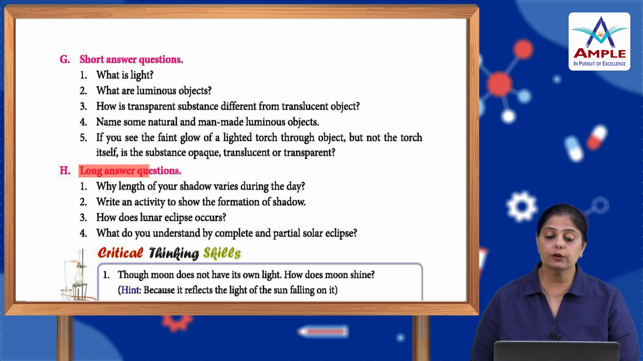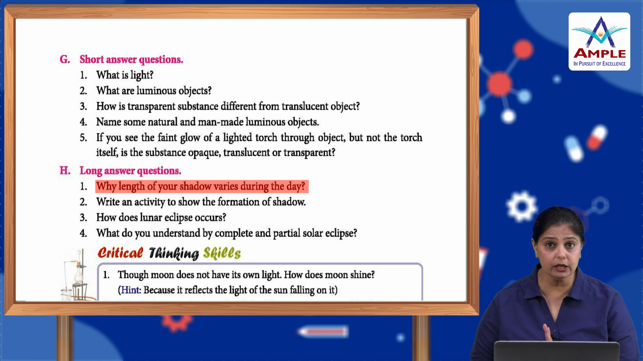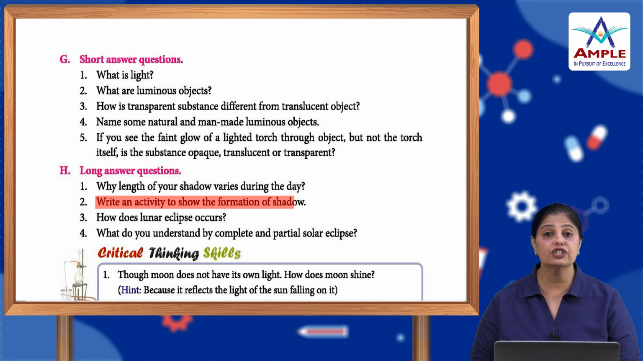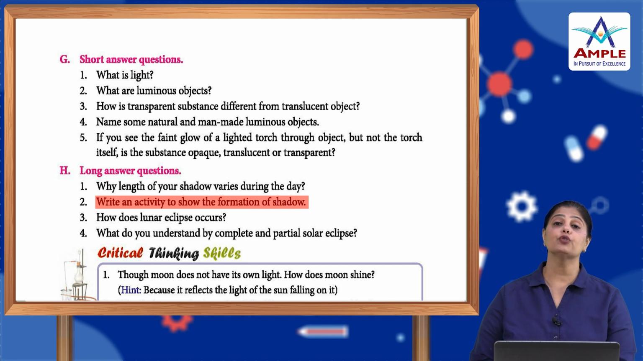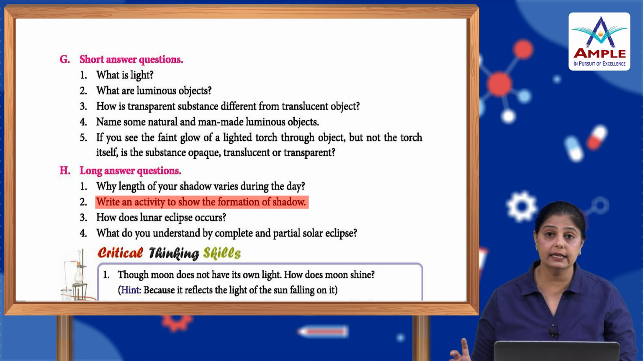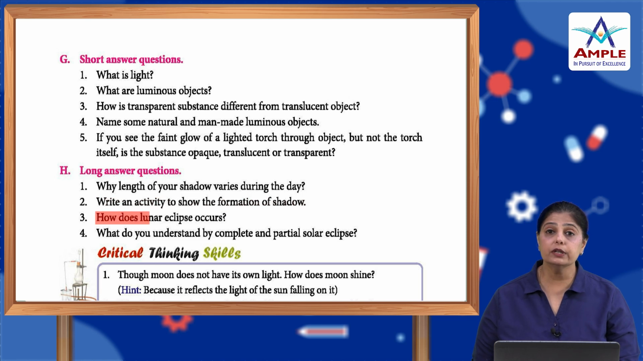Now, long answer questions. Why does the length of your shadow vary during the day? As I have already told you, the shadow depends on the movement of the sun. Okay, so elaborate this one. All right. Now, write an activity to show the formation of shadow. So, you have to write an activity which shows the formation of shadow when an opaque object comes in front of the light. How does a lunar eclipse happen? Okay, when the earth comes in between the sun and the moon.